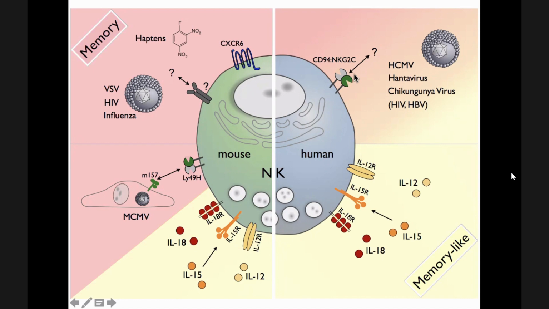It can recognize many of the elements derived from viruses, like herpes viruses, chikungunya virus, HIV, hepatitis B virus. Some of the elements of these viruses can be recognized by this receptor. In addition, you also have many cytokine receptors present on the surface of these NK cells: IL-12 receptor, IL-15 receptor, IL-18 receptor, right? And these are the molecules which you find to be present on memory cells. Okay, and there is a reason for that, because if these cytokines are sensed because of the presence of these receptors, these cells can sustain.